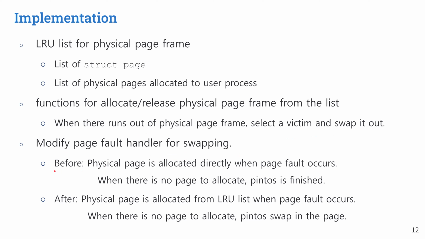Before you implement swapping, a physical page is allocated directly when the page fault occurs, but when there is no page to allocate, Pintos just finishes. After you implement swapping, a physical page is allocated from the LRU list when the page fault occurs. And when there is no page to allocate, Pintos will swap in the page and kick out the victim to the swap space or file system.